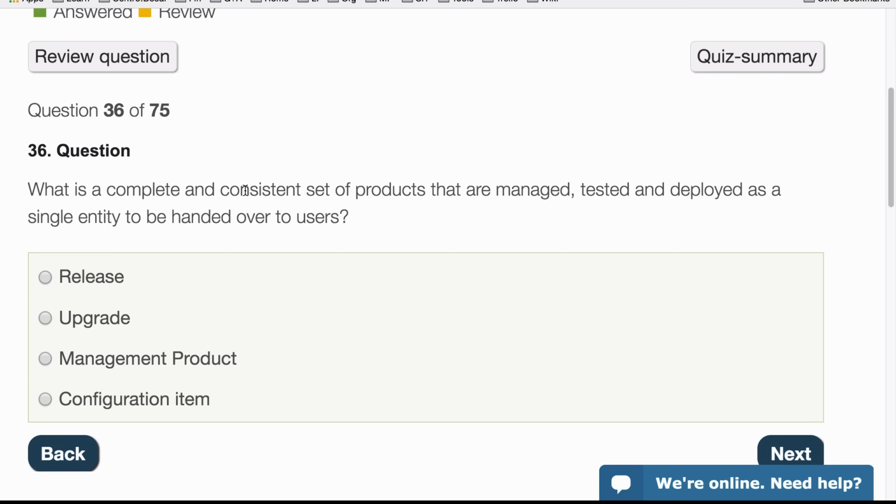What is a complete and consistent set of products that are managed, tested, and deployed as a single entity to be handed over to users? So what's the word we use to describe this? Is it a release, an upgrade, a management product, or configuration item? So a release, yes, that sounds good because a release is a group of products that are managed and tested together. An upgrade, no. A management product is just one single product, so that's not it either. And a configuration is a description or the status of a product, so it's a release.